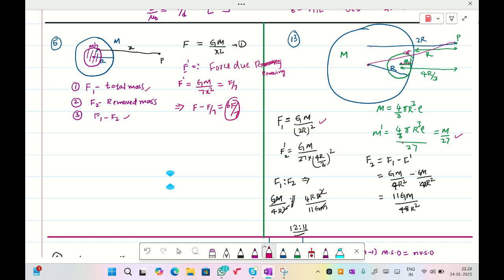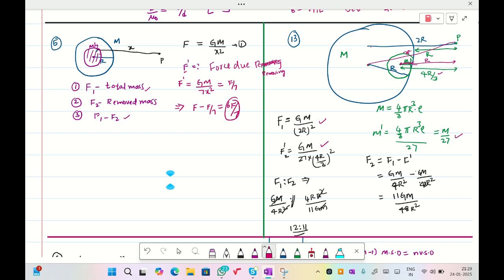The force due to the removed mass: so GM by 27. M dash means M by 27. From here, how much is the distance? From the center of this removed part to this point mass, how much distance? The distance is equal to R by 3 plus R, that is R by 3 and R, so this is 4R by 3. So 4R by 3 whole square.